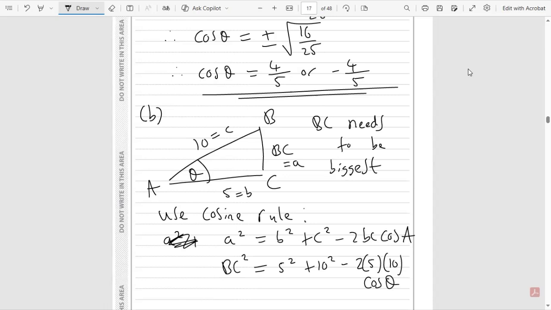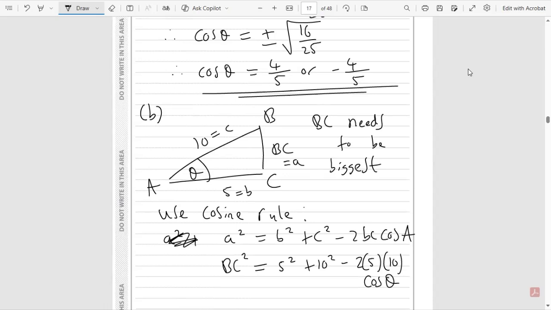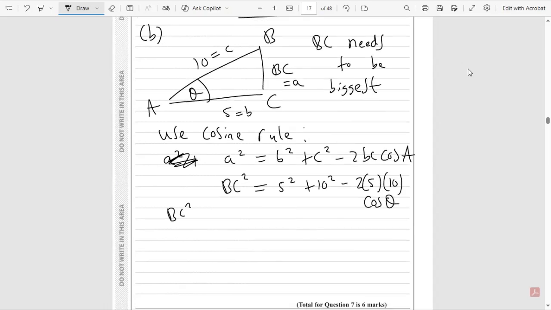Now, again, we want to make sure that BC is the biggest length it can be. If we just simplify the numbers here, I think it will be easier to explain. BC squared is equal to 25 plus 100 minus 2 times 5 times 10, that would be 100, so 100 cos theta. So this is 125 minus 100 cos theta.